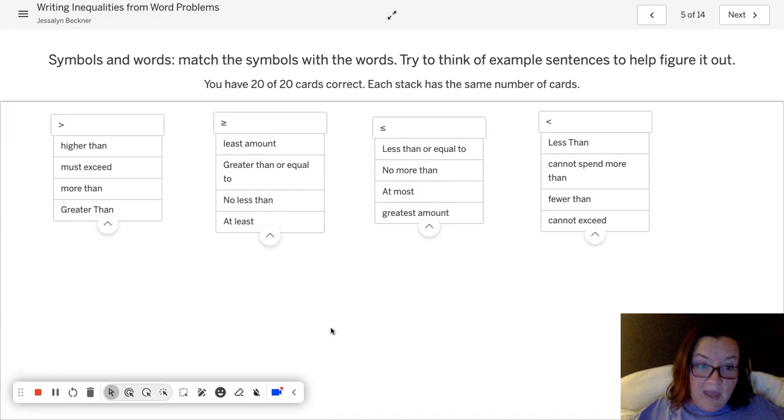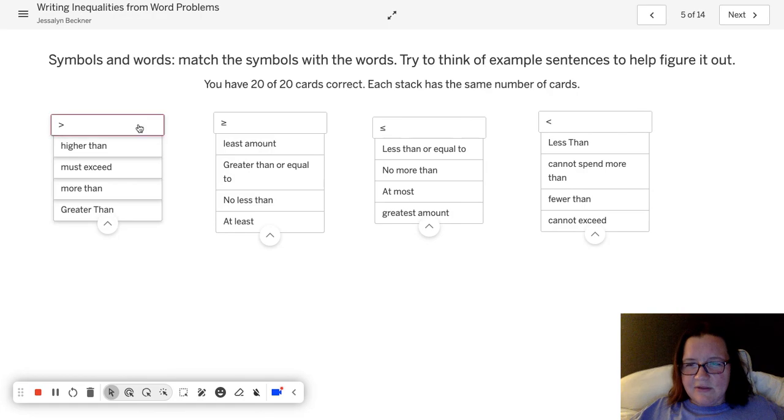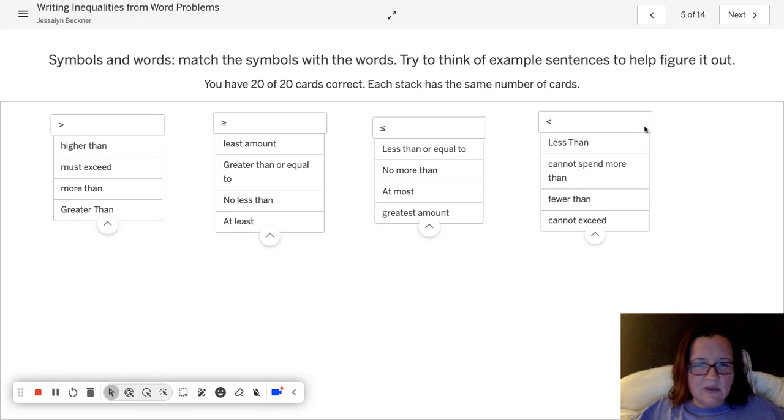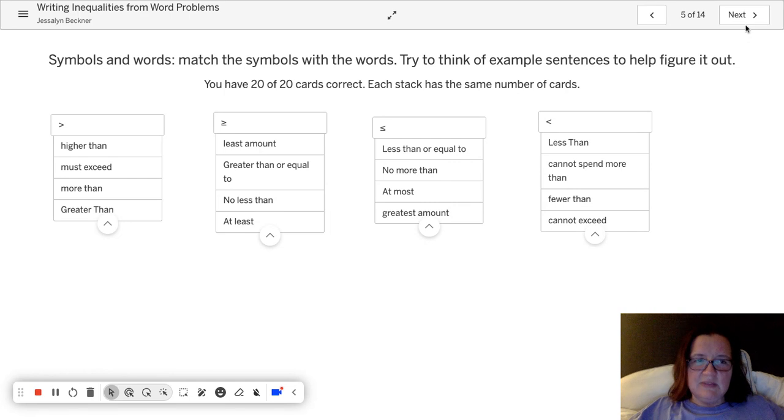All right, so we got through that. That was kind of tricky. I do not have an answer key. So we have all of our keywords for each of our inequality symbols. So go ahead and check yours with mine, make it match, and move to the next slide.